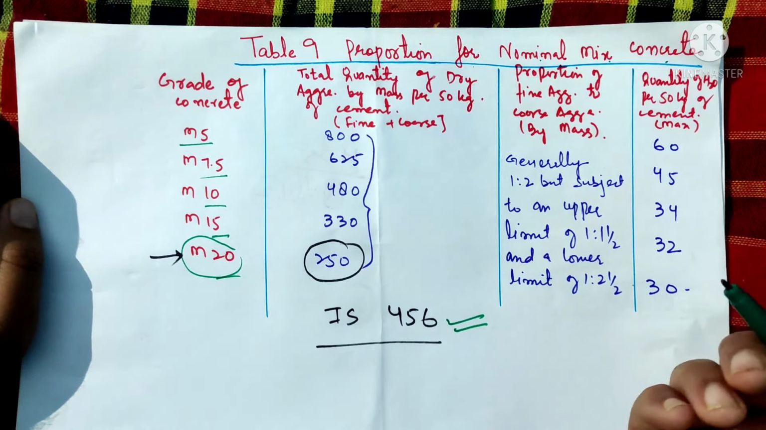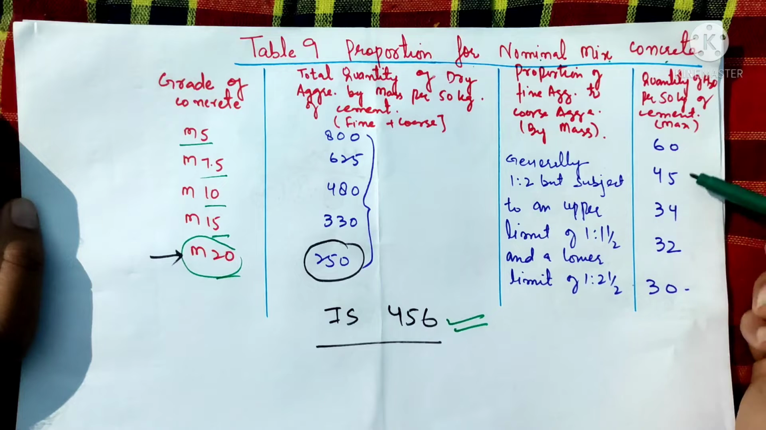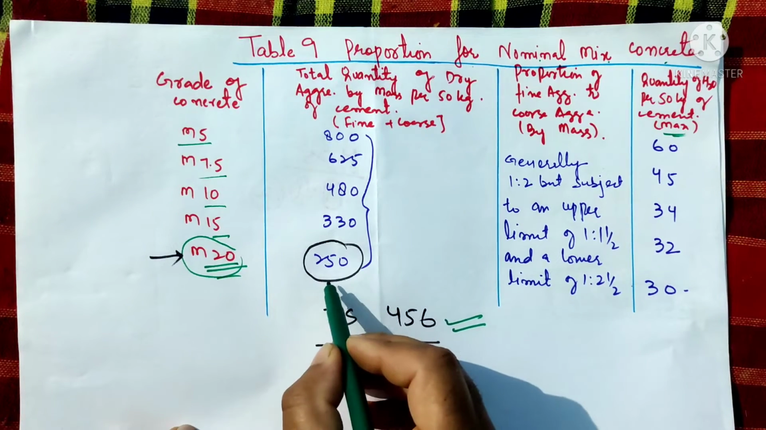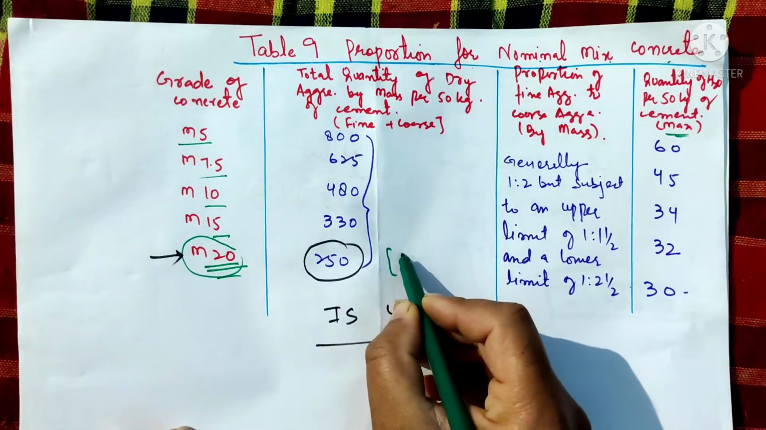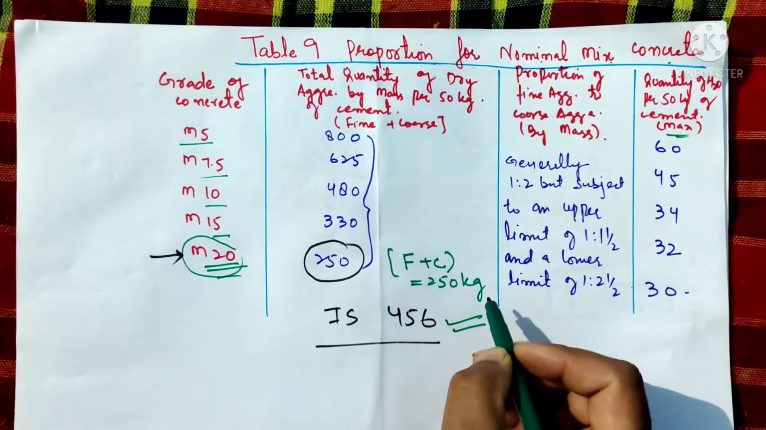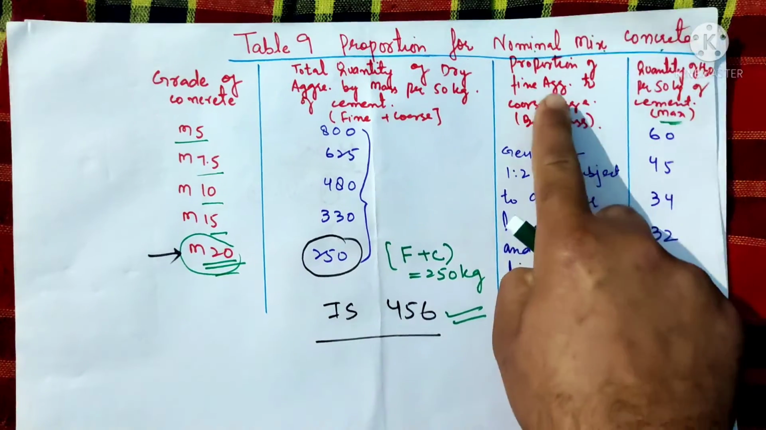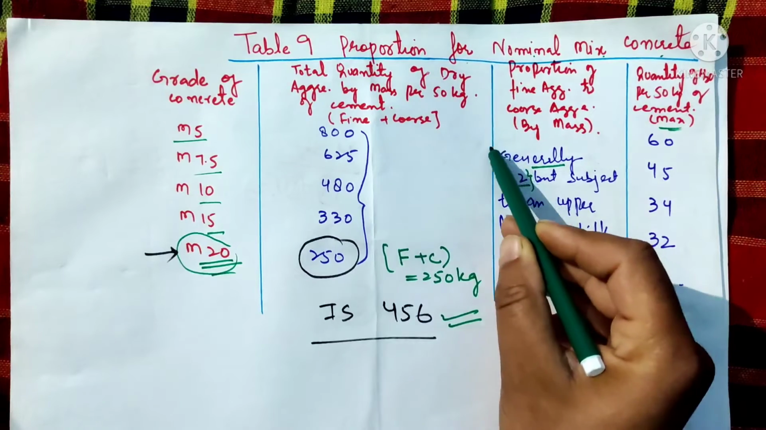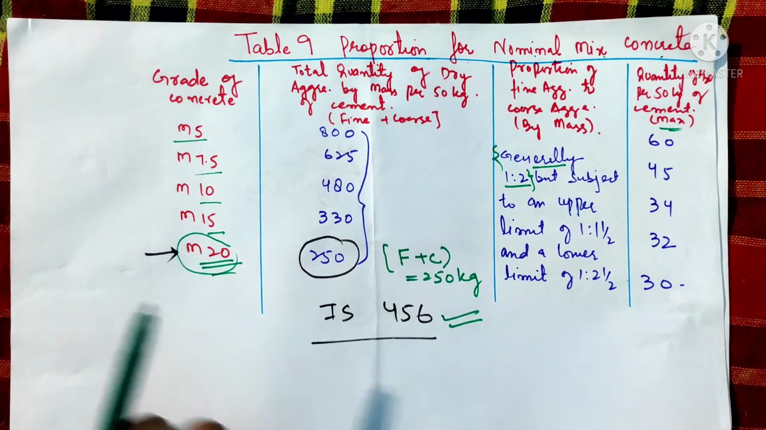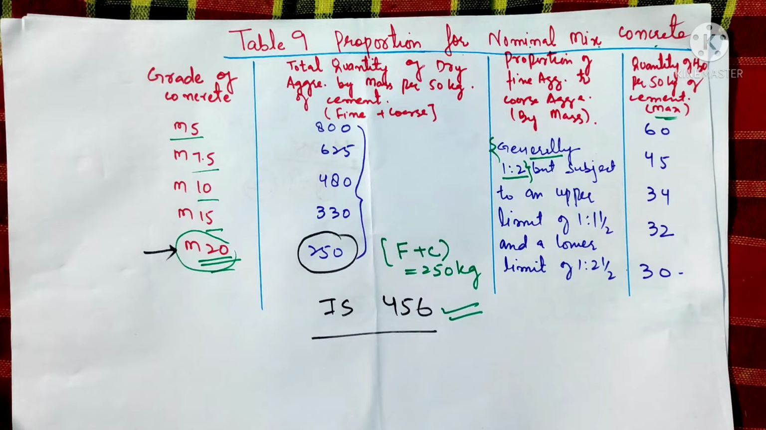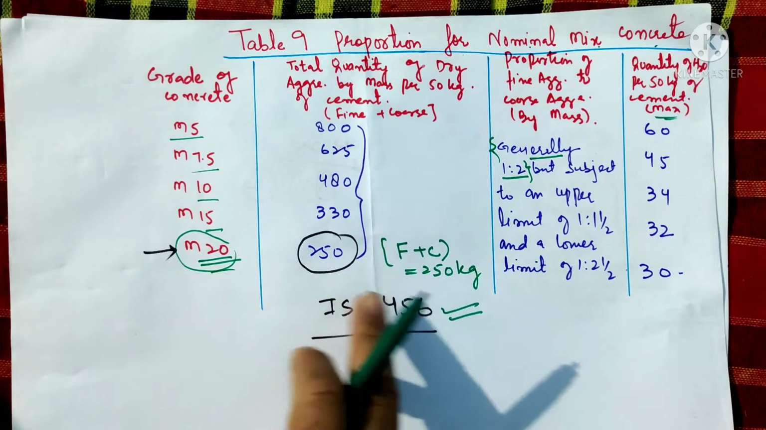And for water we have per 50 kg of cement, how much maximum water we need. So let's take the example of M20. Here fine aggregate plus coarse aggregate have been given as 250 kg. And the ratio of fine aggregate to coarse aggregate, generally we take 1:2. So let us use this and get the calculation of proportion by using these details.